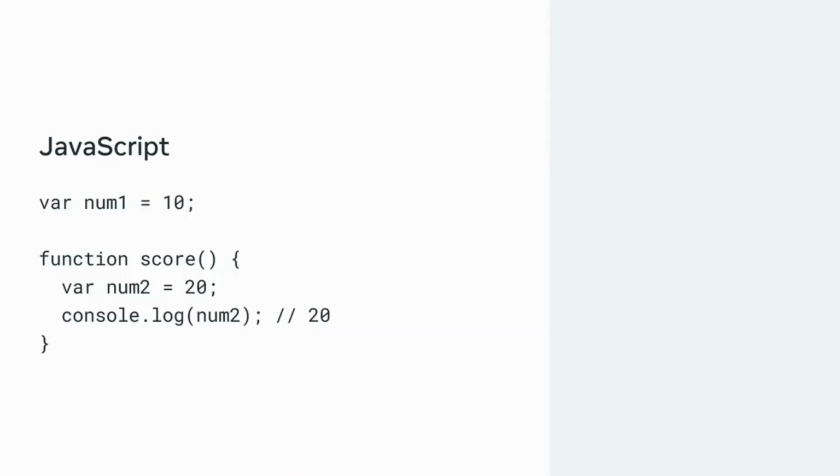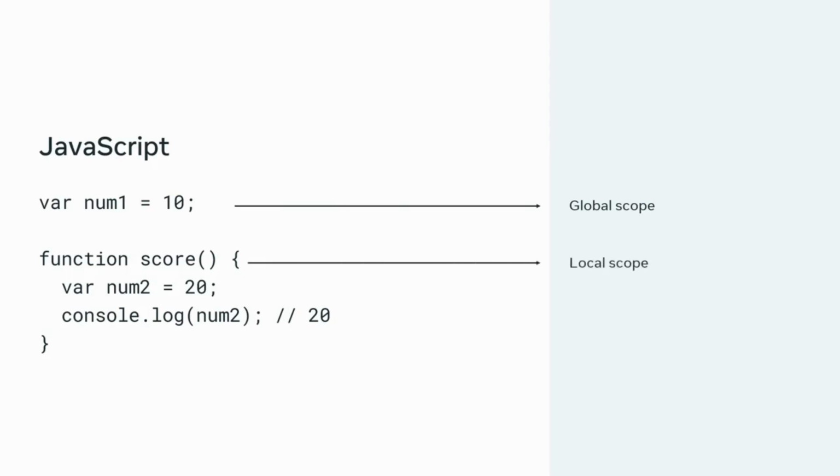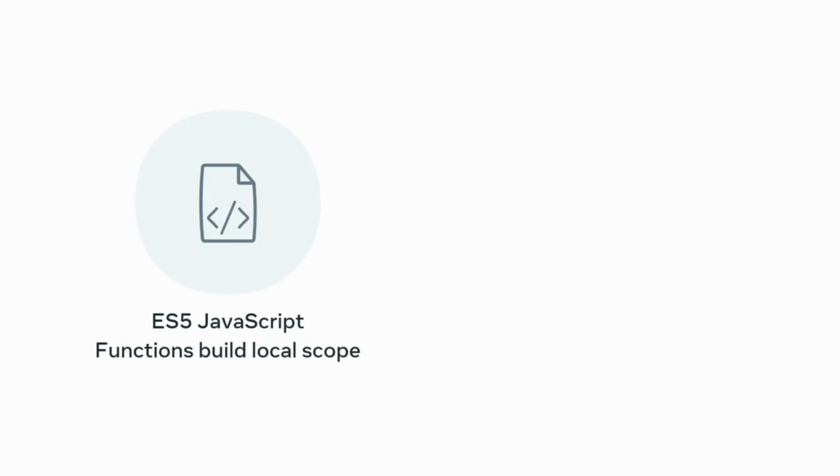You may recall that all the code outside of functions is referred to as global scope, and all the code inside of a function is known as local scope. Local scope states that a variable is only accessible in the function where it is declared. In the ES5 version of JavaScript, only functions can build local scope.